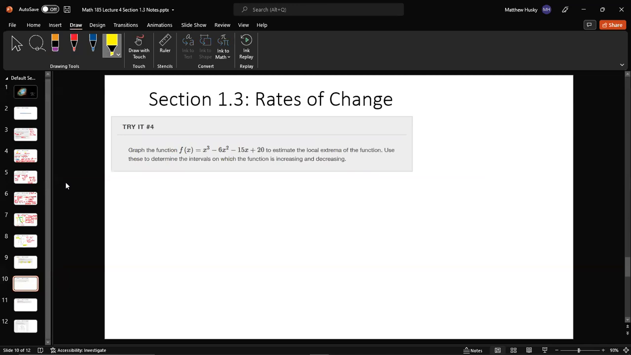So they say graph the function x cubed minus 6x squared minus 15x plus 20 to estimate the local extrema of the function. Use these to determine the intervals where it's increasing or decreasing. Extrema, by the way, is basically a way to say max or min. So instead of saying max or min all the time, you've got one catch-all term that means the extreme points, the maxes or the mins.